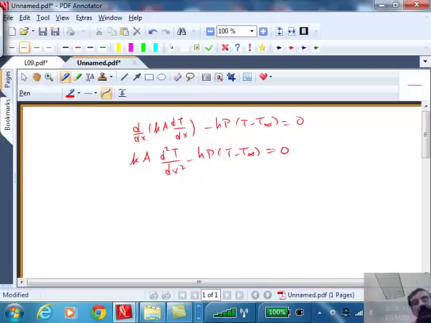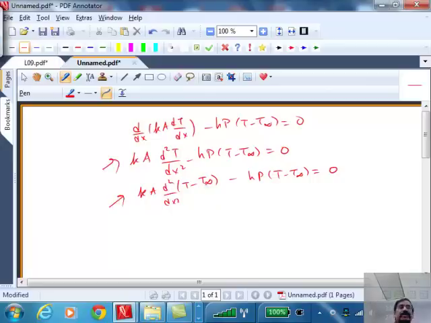Then what I'm going to do is, as he suggested, I'm going to write this as d²/dx² of T minus T infinity. Can I do that? Because T infinity is a constant, when I take the derivative of that, what am I going to get? Zero, right? So this equation is the same as this equation, but I've introduced a constant term, and the derivative of which is going to be zero, so it's going to be the same.